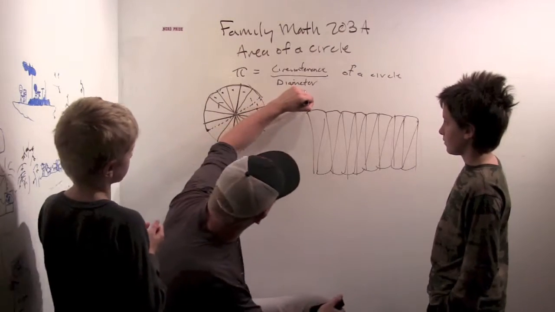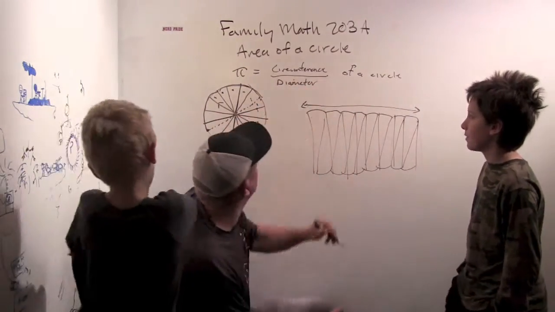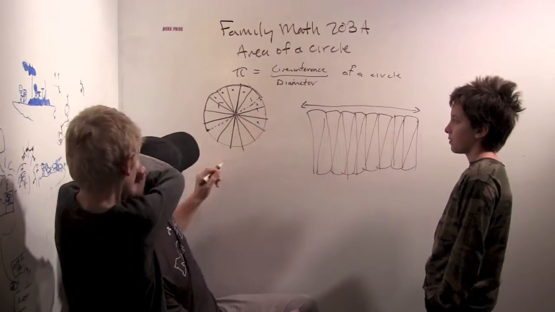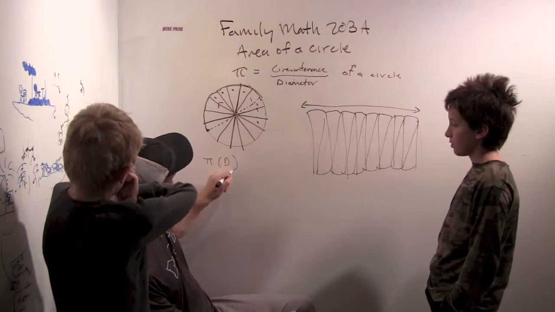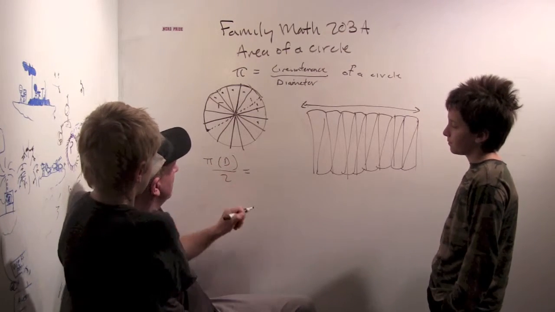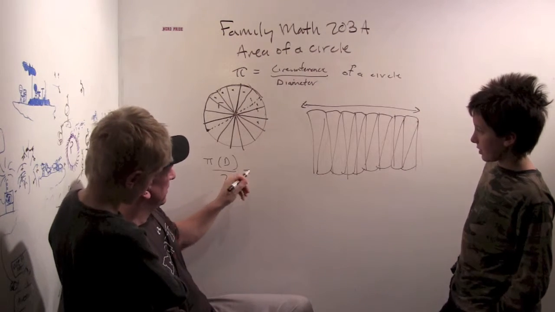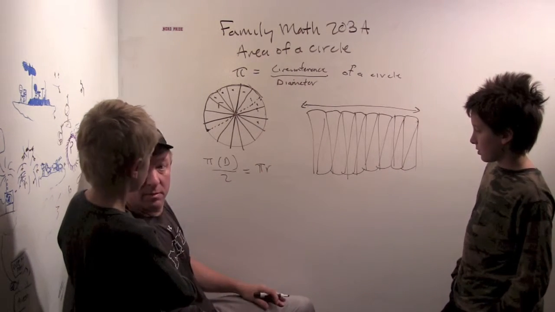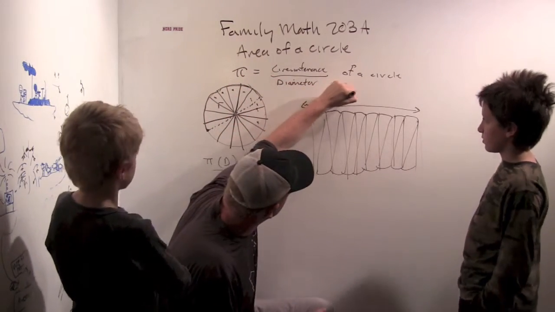How long is the top of that rectangle going to be? Well, it's half the circumference. So half the circumference is pi times the diameter divided by 2. That's half the circumference. What's the diameter divided by 2? It's the radius. So pi times the radius. Okay, this is how long our rectangle is going to be.